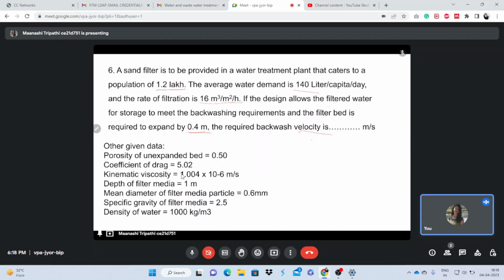Here we have to calculate the VB. We have the porosity of the unexpanded bed, coefficient of drag CD, kinematic viscosity, depth of the filter media, mean diameter of the filter media particles, specific gravity, and density of water also. So this will be represented by this. We have to calculate the VB. Please note down the values so that we can move further.